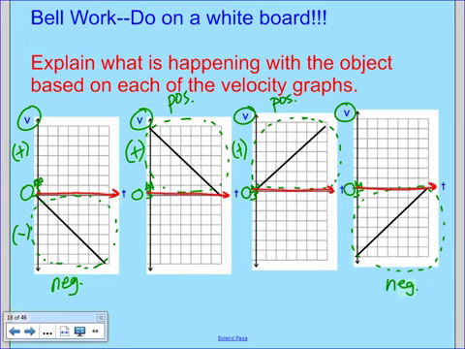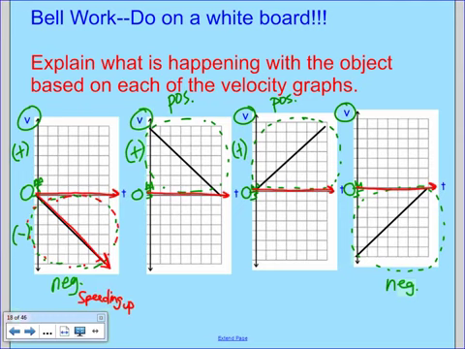So in the first one, we already know that the object is moving in the negative direction because it's drawn down here. But what is the velocity doing? Well, notice the velocity is getting away from 0 meters per second. So if it's getting away from 0 meters per second, it must be speeding up.